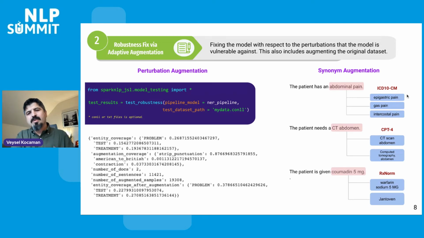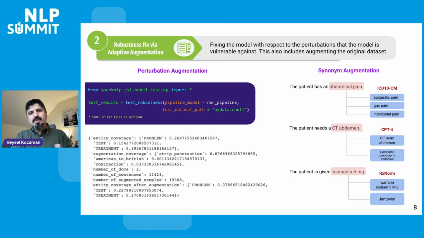And another one is synonym augmentation. We are using Spark NLP for Healthcare entity resolution models, because we know that there are some synonyms or similar disease names if I use ICD-10 codes, right? If I use CPT codes, I can find a synonym for procedures. And if I do the same for drugs, I can find some synonym or similar, or another drug brand name rather than a generic one. We can use Jantoven, etc.